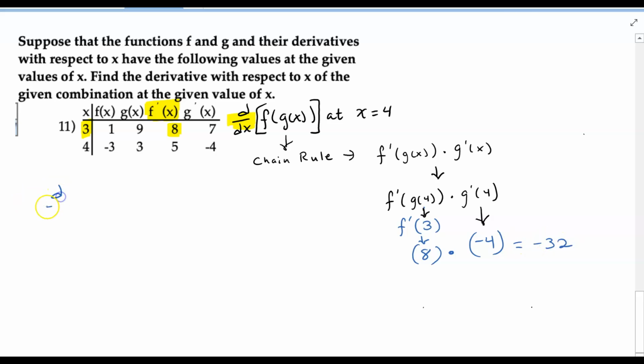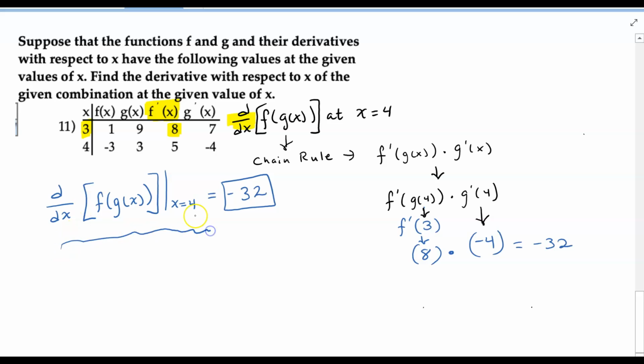So if I were to say the derivative of the composite function f of g of x evaluated at x equals 4, my answer is going to be negative 32. All right, now it's not necessary to write all of this fancy writing here. This is what we're looking for, okay? So you just use the chart and piece everything together, and you can easily find the derivative, okay? So this is finding a derivative using a table of values by applying the chain rule.